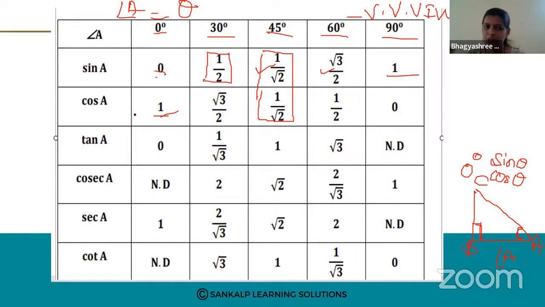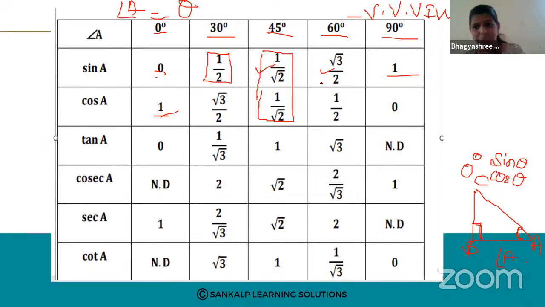Tan means what? You know sin divided by cos, that is tan. For 0: 0 divided by 1 means it is 0. For 30: 1 divided by 2 divided by root 3 divided by 2, the 2 cancels. 1 divided by root 3 you will get. Here 1 divided by root 2 by 1 divided by root 2, so root 2 will get cancelled. Only 1 divided by 1 will remain. So the answer is 1.